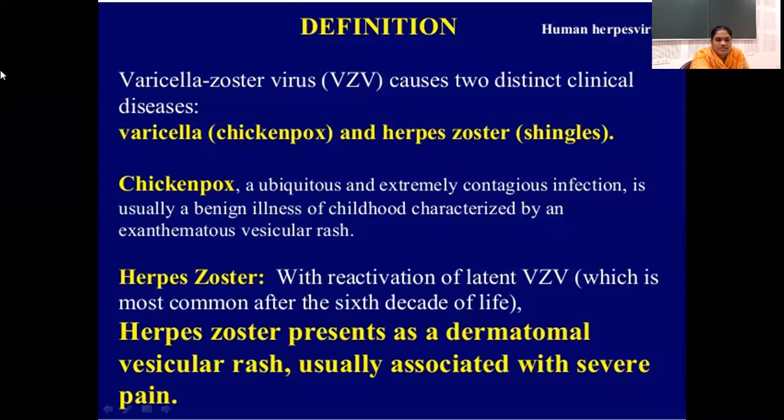Chickenpox is an extremely contagious and usually benign illness of childhood, characterized by an exanthematous vesicular rash. Herpes zoster is the reactivation of the latent varicella zoster virus, which is commonly seen in the 6th decade of life. Herpes zoster usually presents as a dermatomal vesicular rash, usually associated with severe pain.